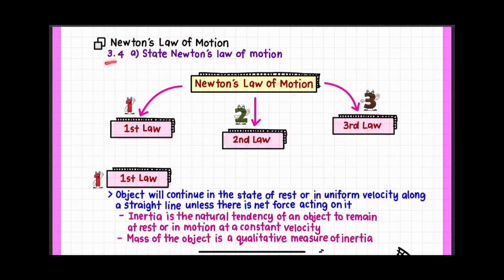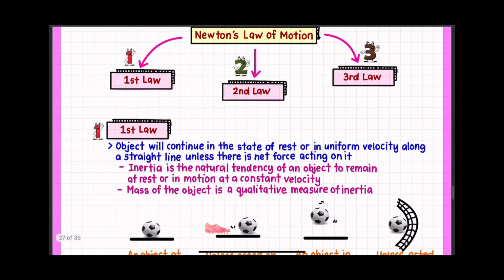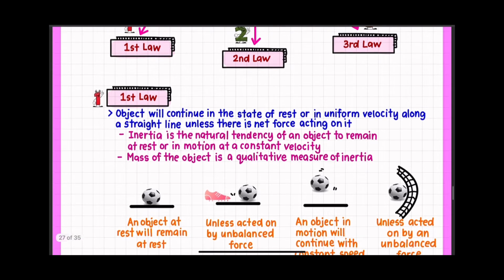Okay, next is 3.4a, state Newton's laws of motion. So Newton's laws of motion, as you know, there are three: first law, second law and third law. Okay, the first law states that an object will continue in the state of rest or in uniform velocity along a straight line unless there is a net force acting on it. So inertia is one example.